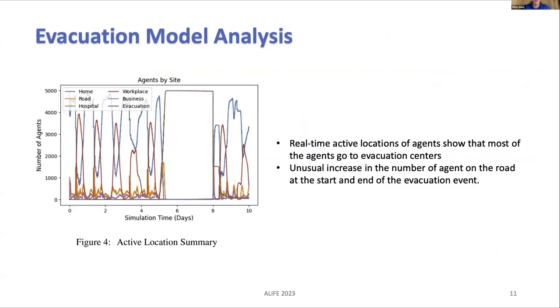And here is the analysis of the evacuation model. This figure is the real-time active location of agents, and it shows that most of the agents go to evacuation centers during the evacuation period. But as you can see from the yellow line, which is the number of agents on the road, there will be some unusual increases in the number of agents at the start and end of the evacuation event.